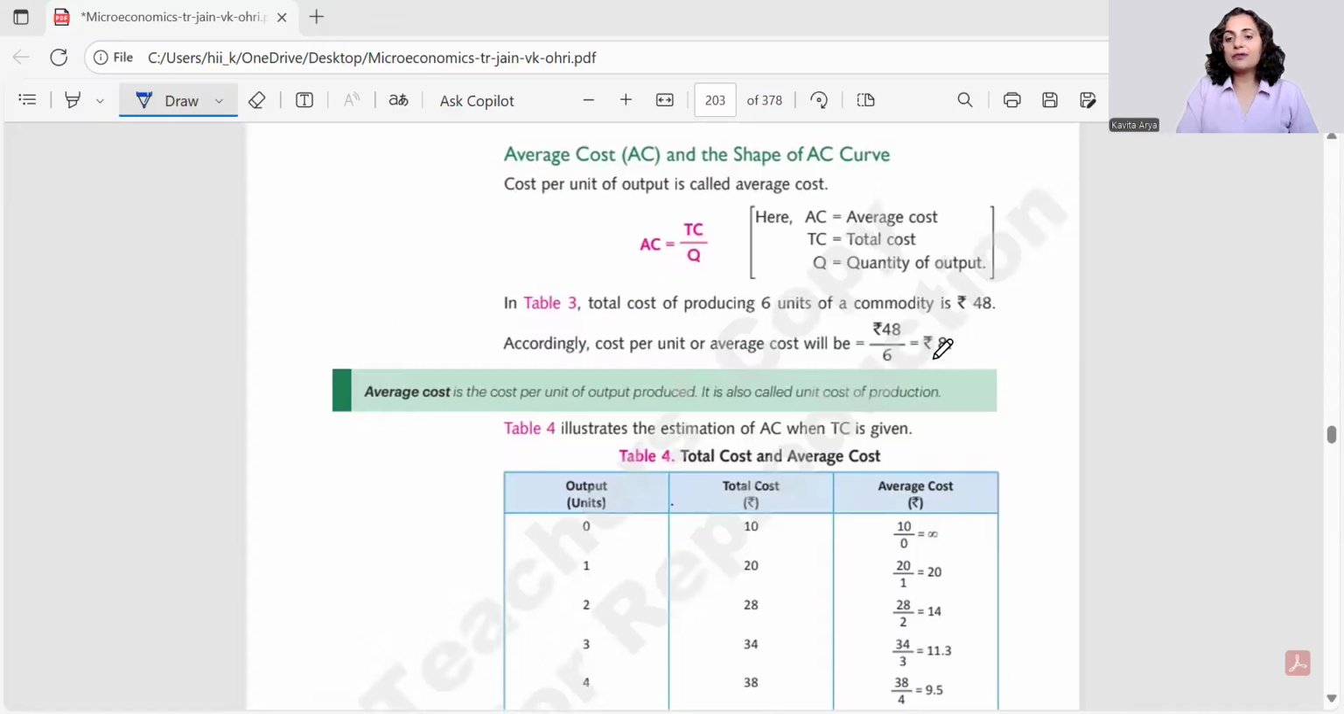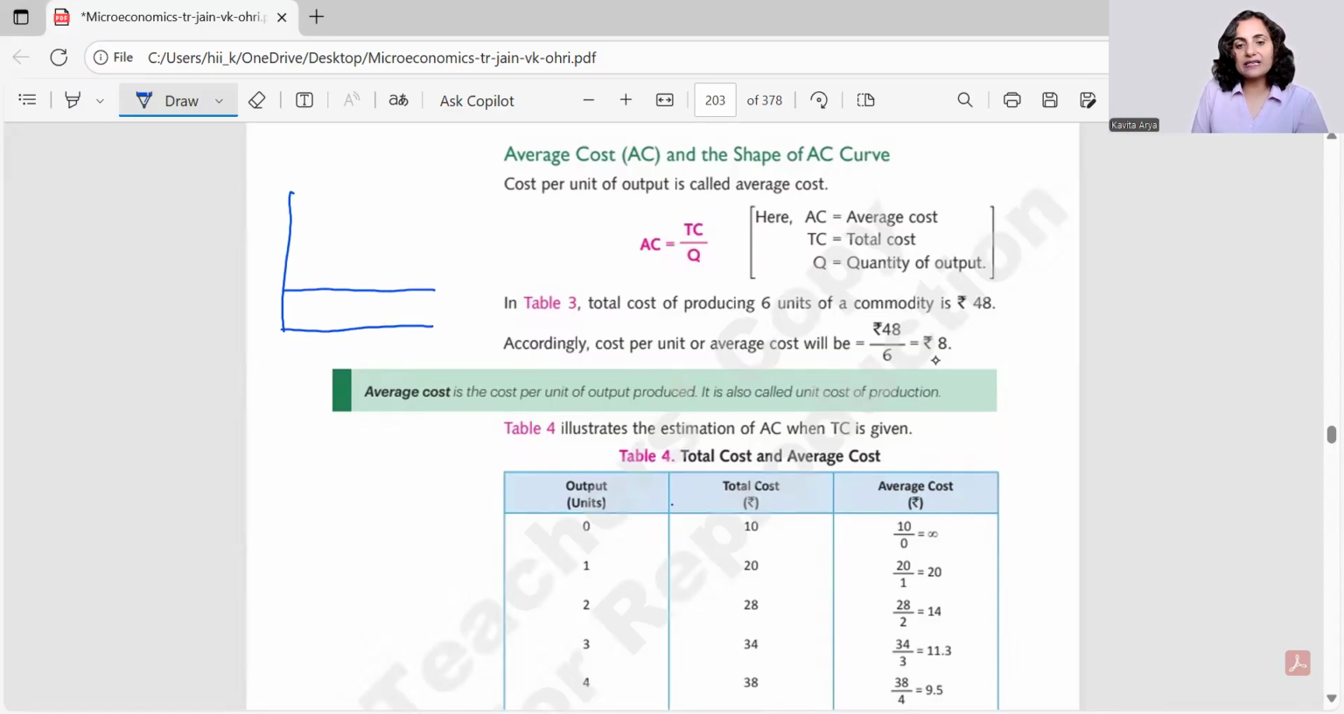In our previous video, we talked about the costs which are total in nature, right? Total cost, total fixed cost, and total variable cost. And we are trying to understand the producer's behavior so far. So when we talk about the totals, right?